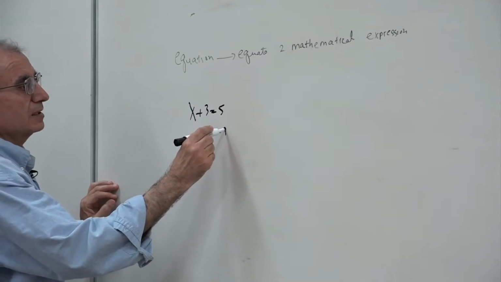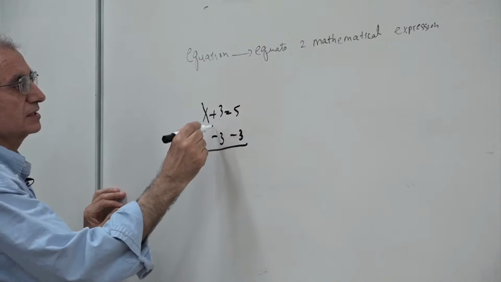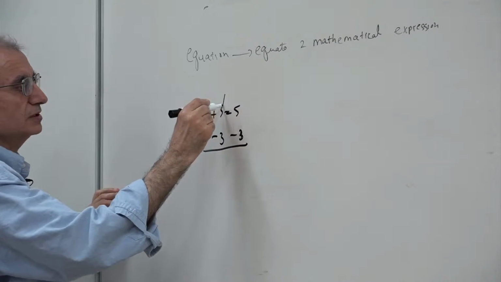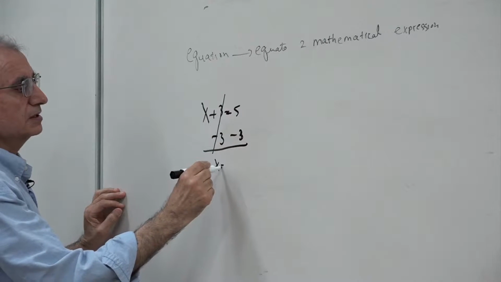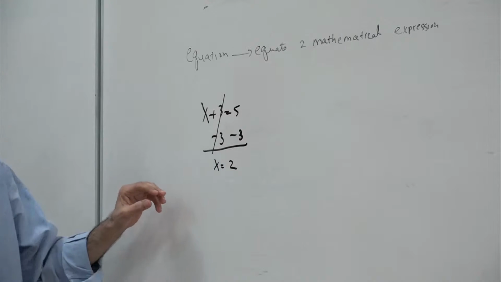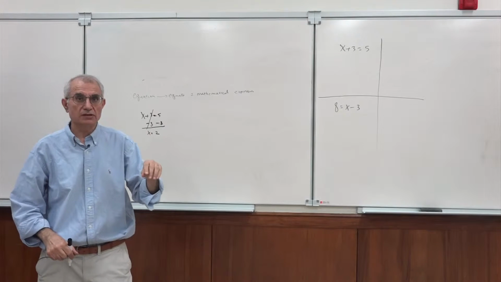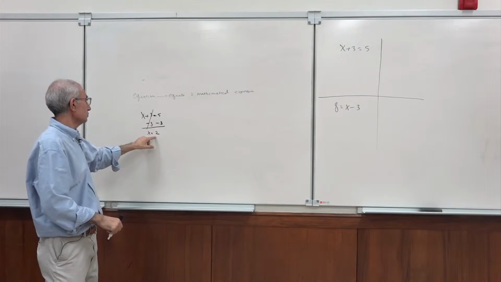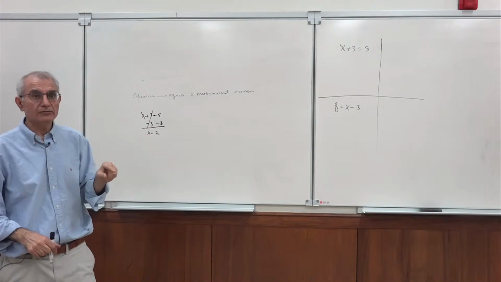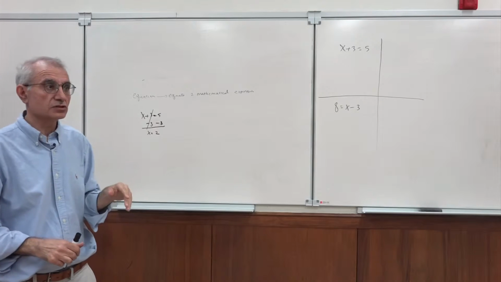You do the opposite operation. Since this was addition, I subtracted 3 from both sides. These two are going to cancel each other out, so I'm going to get x equal to 2. Notice that the original piece, x plus 3 equals 5, is the equation, and 2 is called the solution to the equation.